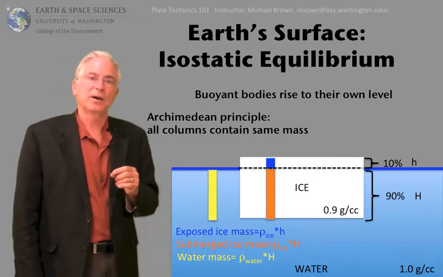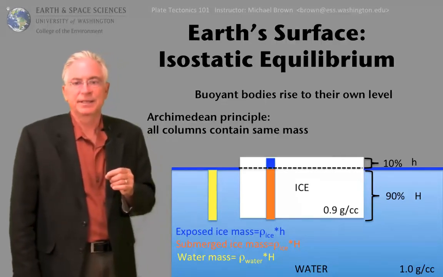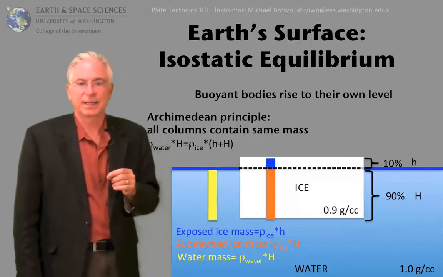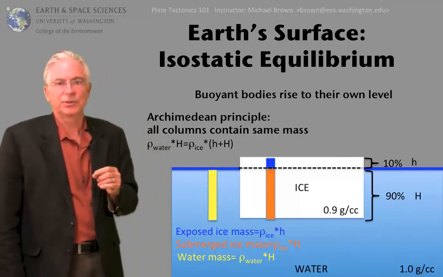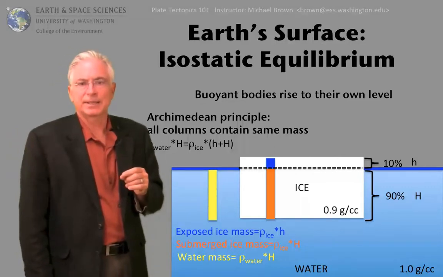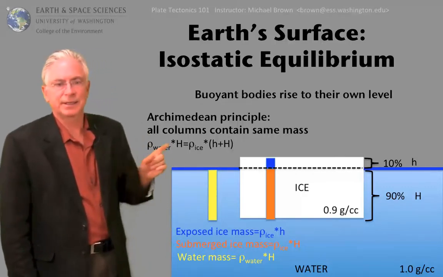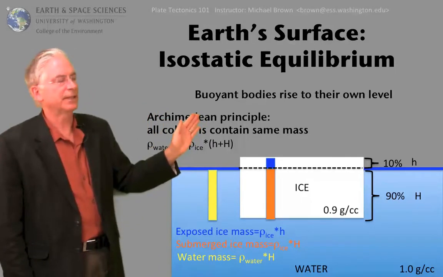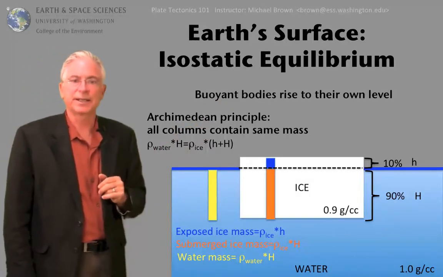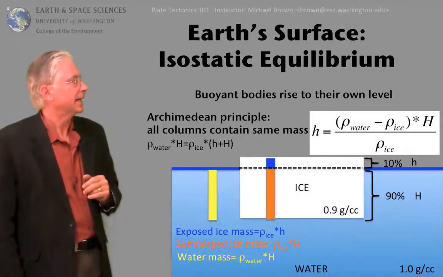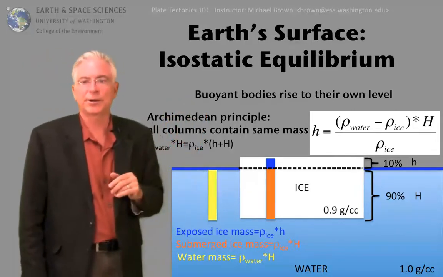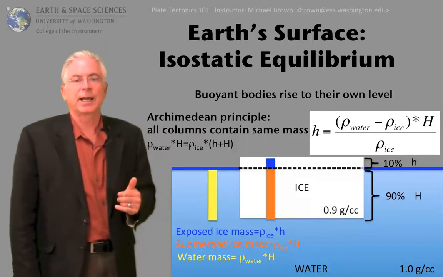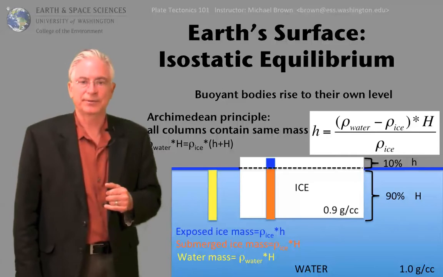Now, a column of water on the side, illustrated in yellow here, has total mass of density times capital H. So if we set this up as a formula, you can say that the density of water times H has to be equal to the density of ice times the total thickness of ice. That can be rewritten as this formula, which says the height above water is equal to the fractional difference in density between ice and water times the amount of ice below the water level.